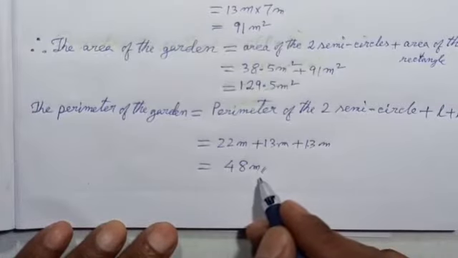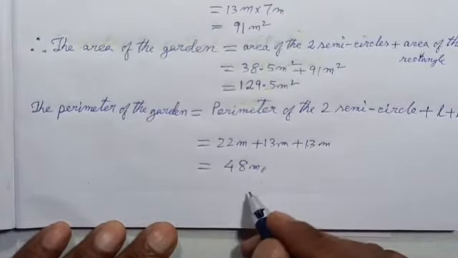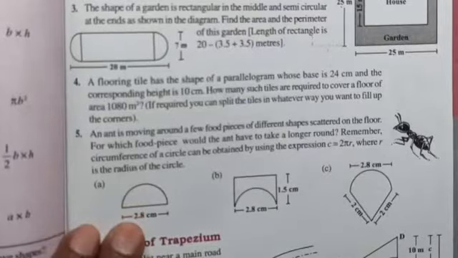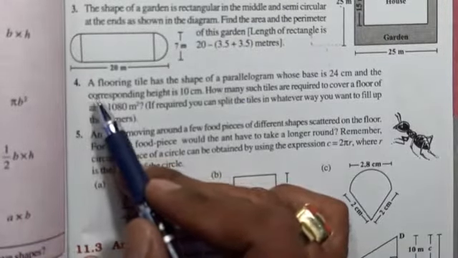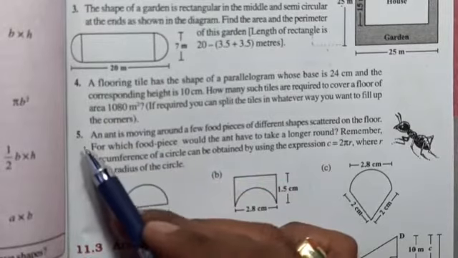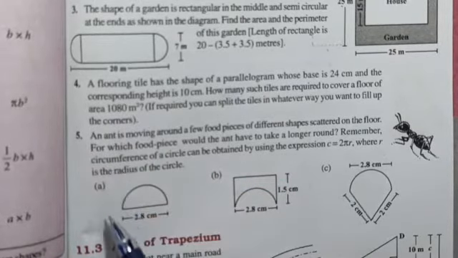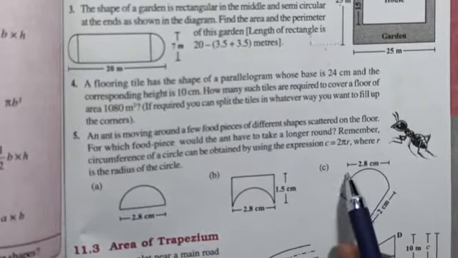Here it is over. Question number 4 is the same, so you try this question. Now let's try question number 5. In this question number 5, there are 3 questions, A, B, C. First, let's try this A.